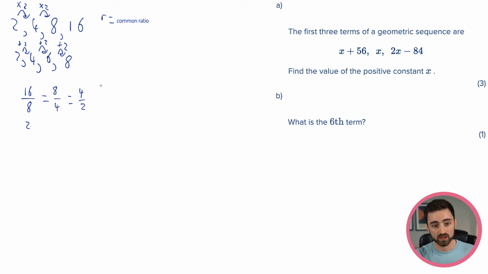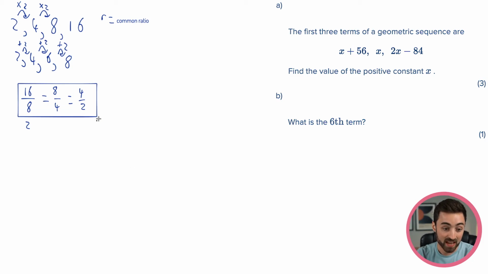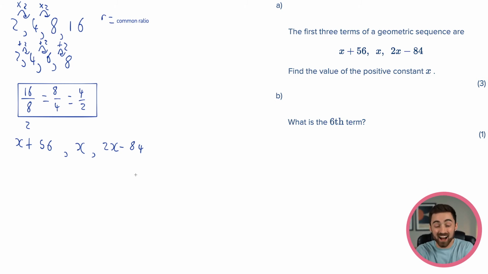We're told it is. So if we're specifically told that this thing is a geometric sequence, then this thing here has to hold. They must have a common ratio. So look at this. The first term is x plus 56. The second term is x, and the third term is 2x minus 84. Look at what I did in this box. Is there anything to tell me that I can't do that exact thing, but with these terms here? Oh no, there's x's in it. Who cares? X's are just numbers.